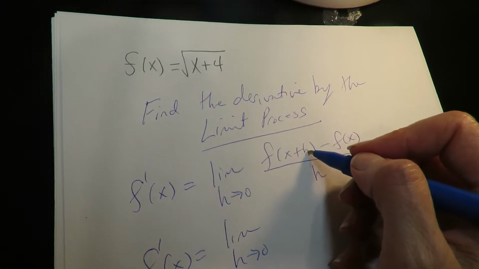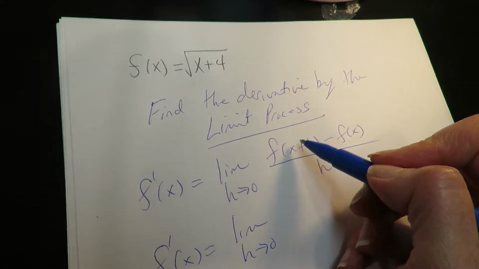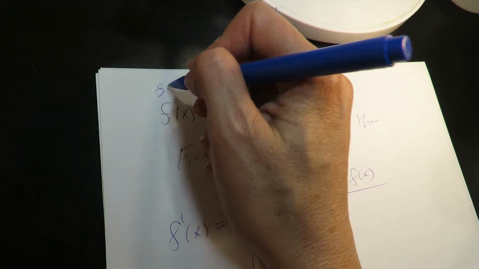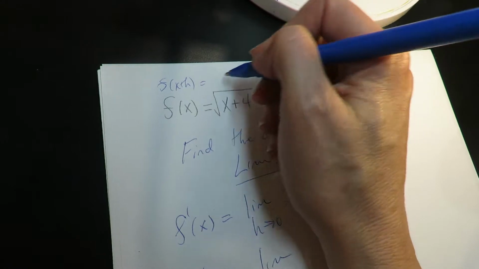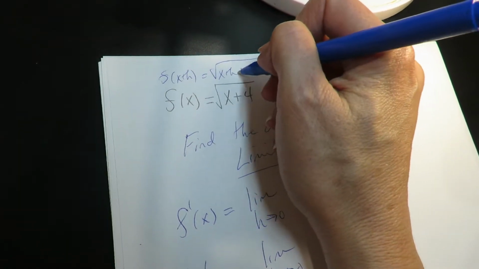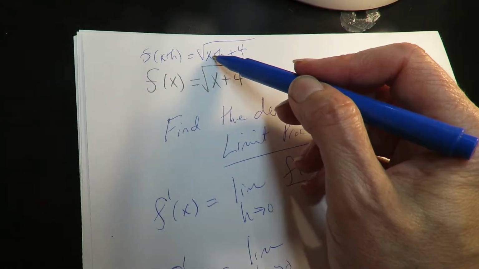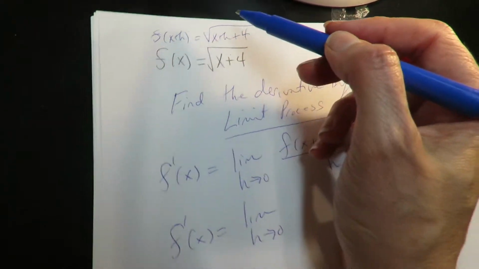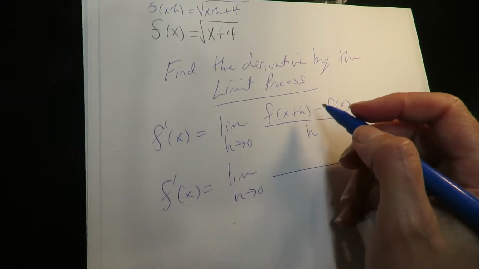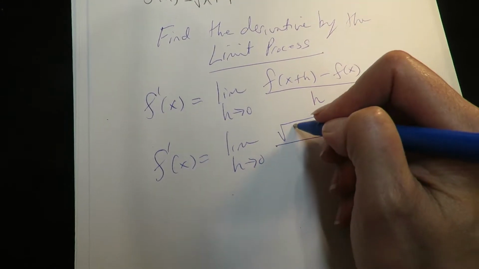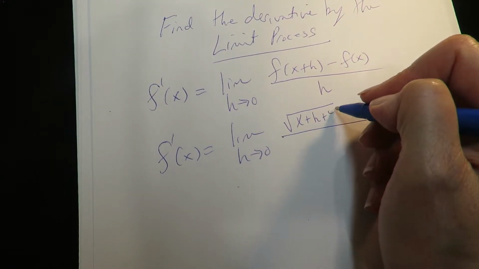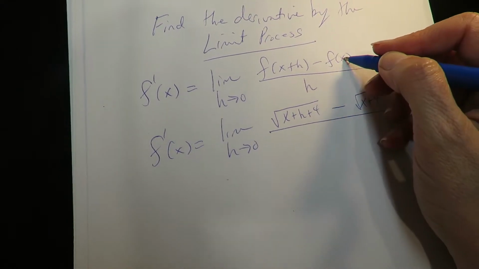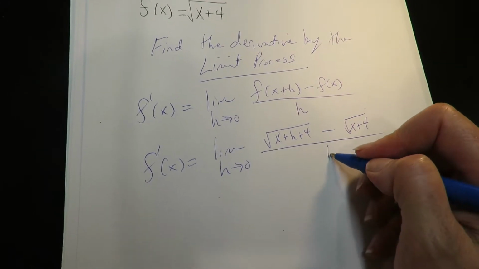Alright, so like I said earlier, you take the initial equation, everywhere there's an x, you put an x plus h, right? So here's an x, it becomes an x plus h. Here's an x, it becomes an x plus h, right? So everywhere there's an x, it's got to become an x plus h. So this is the f of x plus h. Minus the original, right? This is the original, all over h.